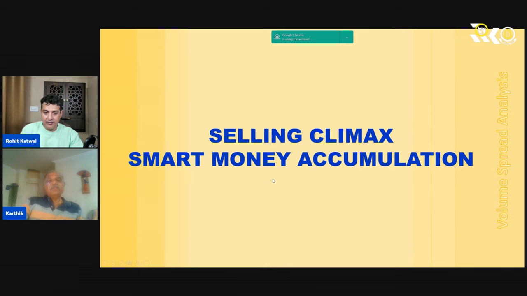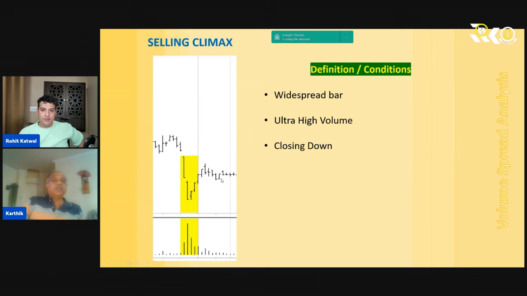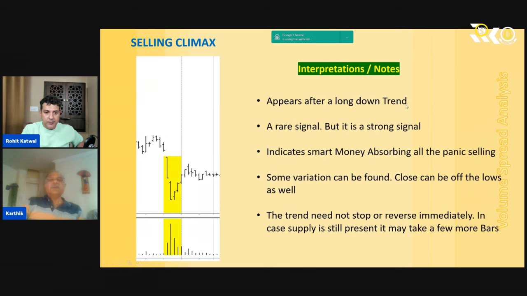Like buying climax, the opposite side is the selling climax. Okay? So in a downtrend, you will find a widespread bar on ultra high volume, and it will always be closing down. It is exactly the opposite of a buying climax. Okay? Now, it appears after a long downtrend. This is not a very common signal, it's a rare signal, but it's a very strong signal. When you see a selling climax, you can be assured that the end of the downtrend has come.